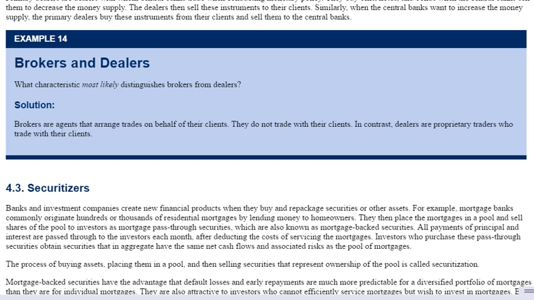So the solution is brokers are agents that arrange trades on behalf of their clients. Think of a yacht broker, okay? They arrange the trade between the owner of a yacht who's selling and a buyer, okay? They do not trade with the clients. In contrast, dealers are proprietary traders who trade with their clients. So that's a big important difference between brokers and dealers. Brokers are agents, dealers trade directly with their clients.